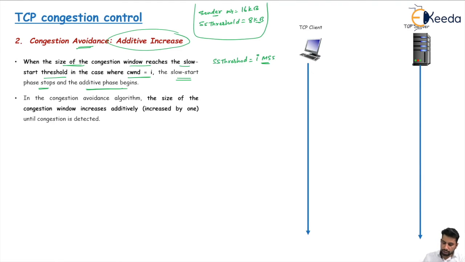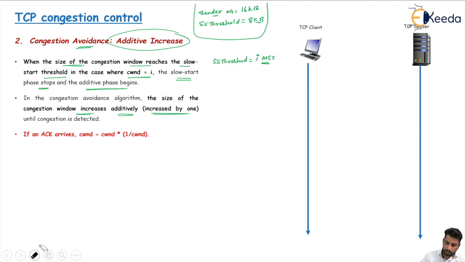Here the congestion window increases additively. Additively means increased by 1 MSS, not doubled. It means the congestion window equals the congestion window plus 1 MSS. This is the formula.